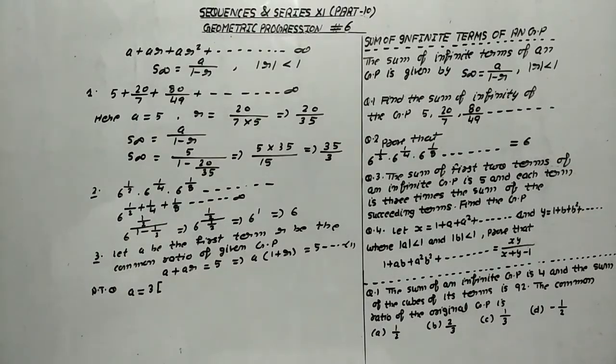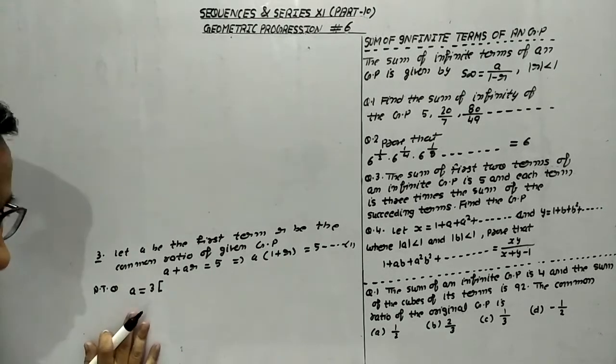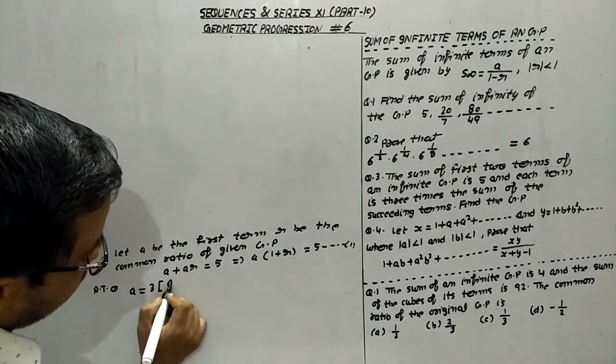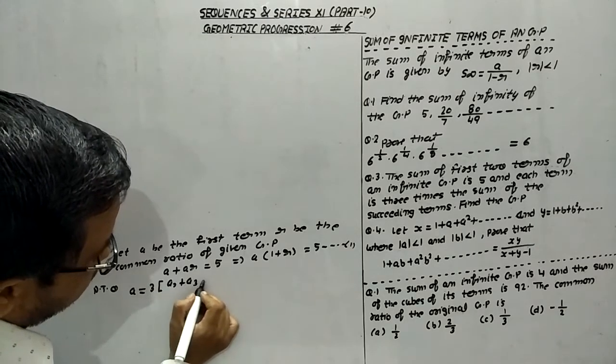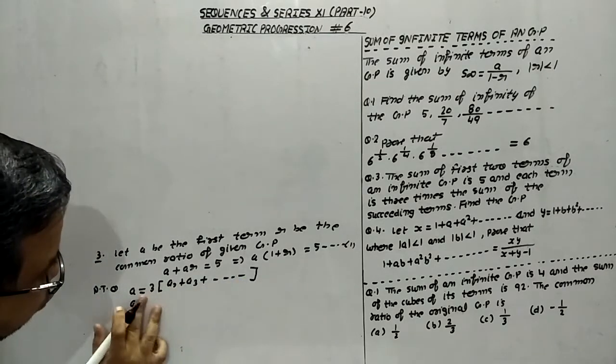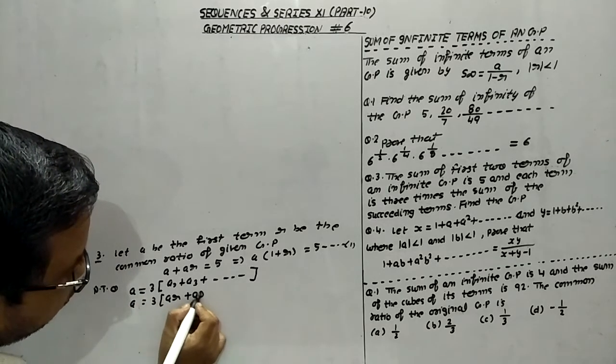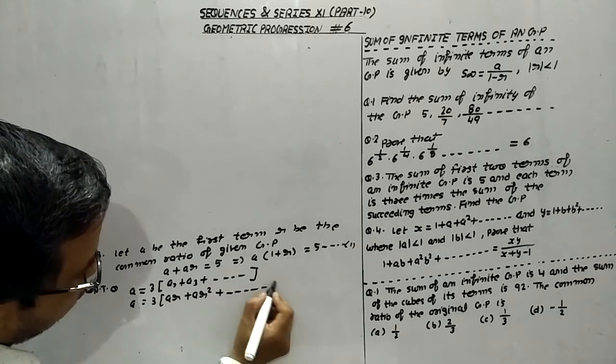It means 3 times the succeeding terms means the first term A is 3 times the succeeding ones. It means A2 plus A3 plus and so on. It means what this becomes? A is equal to 3 times of what is this? AR plus AR square plus and so on. This is up to infinity.